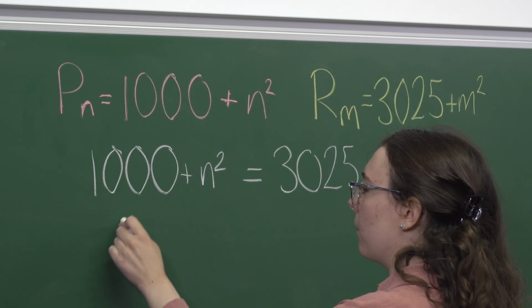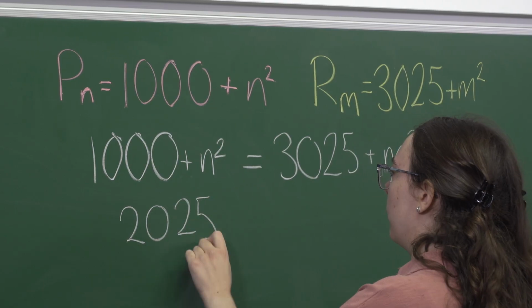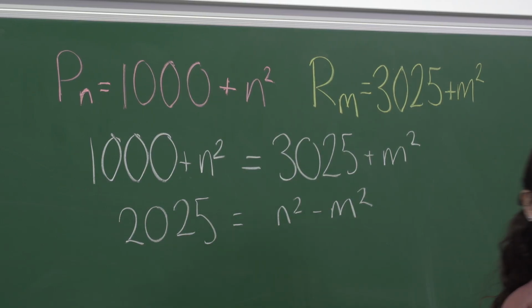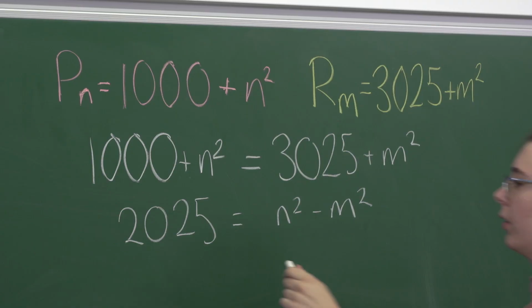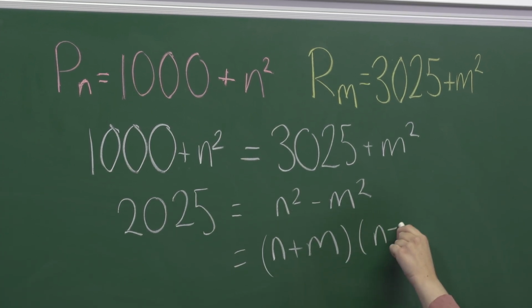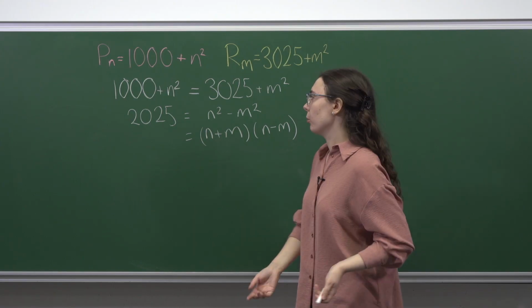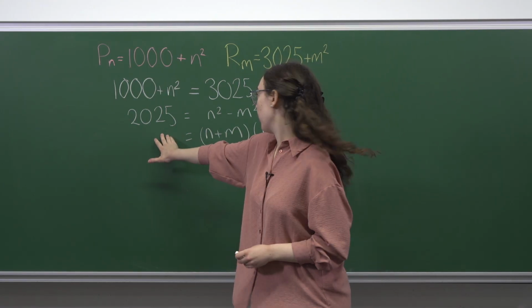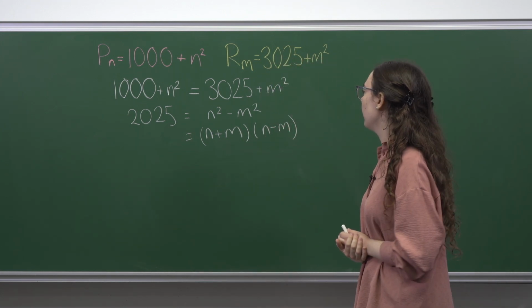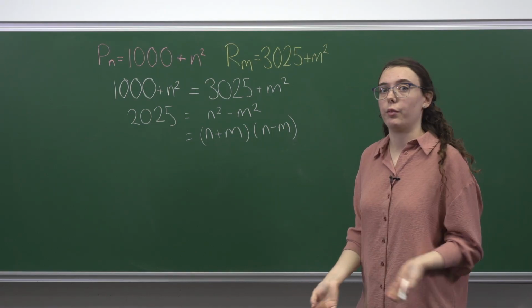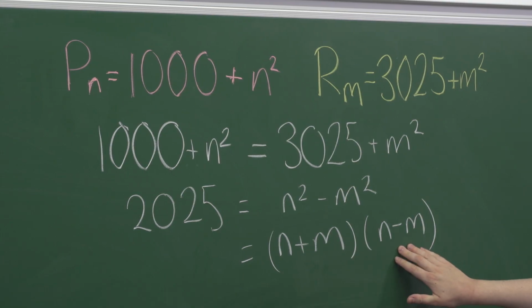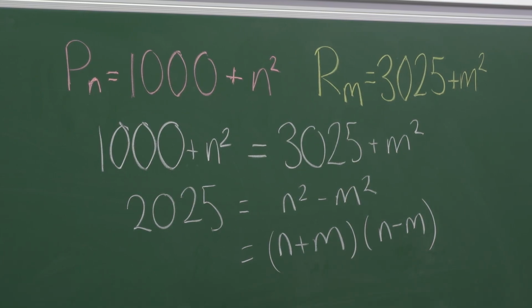Rearranging, you might be able to spot that this is a difference of two squares, which means we can factorize as follows. So we want n plus m to be one factor of 2025, and n minus m to be the corresponding factor that goes with the first factor. Again, n and m are non-negative this time, rather than positive, as they were in the first part of the question. So this number has to be less than or equal to this number.